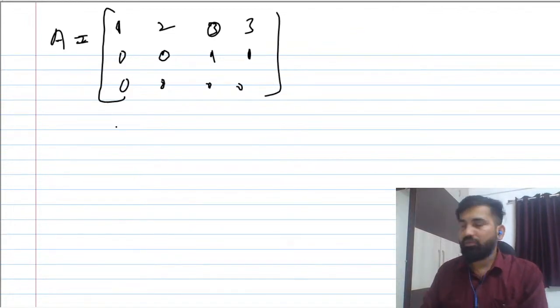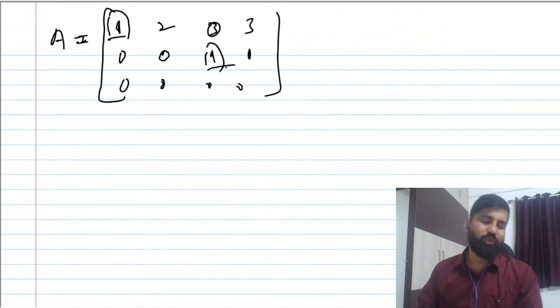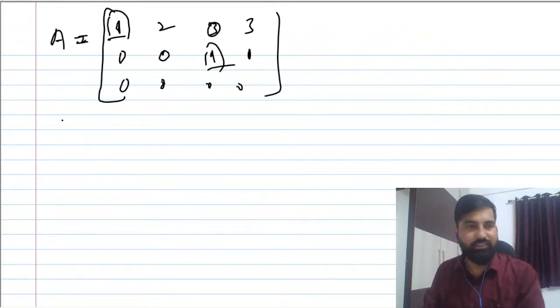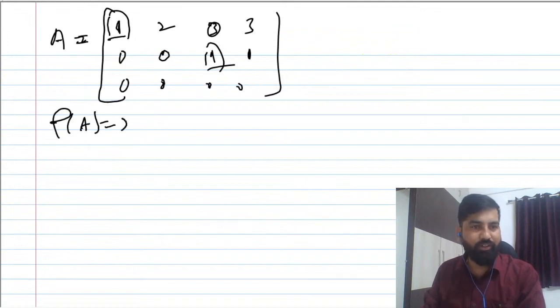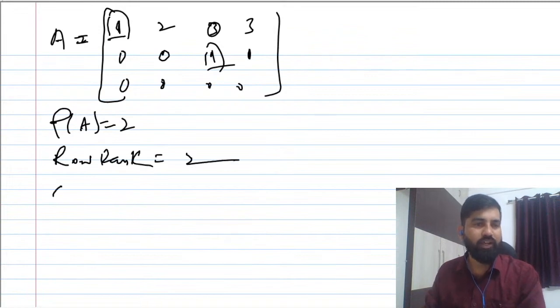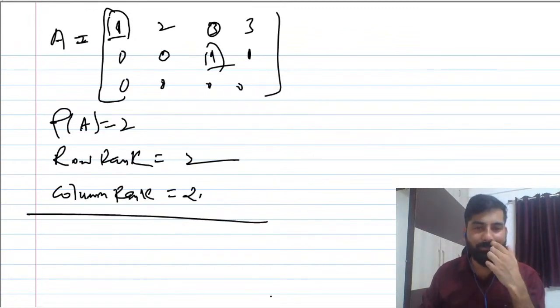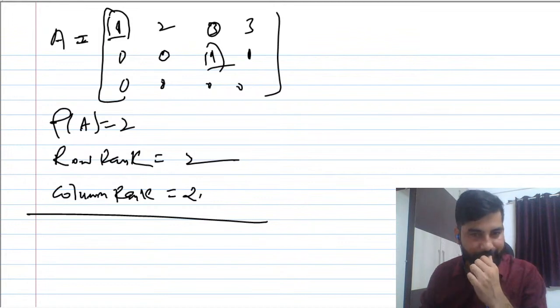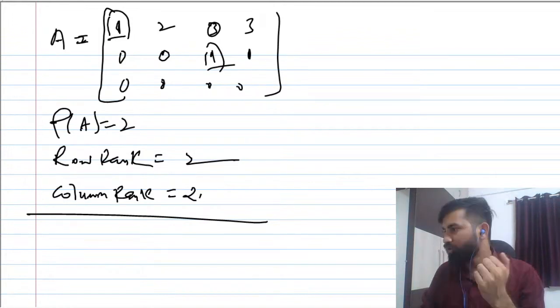Okay, so how many pivots are there? 1 and 2, two pivots are there, right. So you can say that yeah, the row rank, what is the rank of the matrix, rank of the matrix is 2. So if somebody will ask what is row rank, row rank is going to be 2 and column rank is also going to be 2, right, so there are only two rows which are linearly independent.